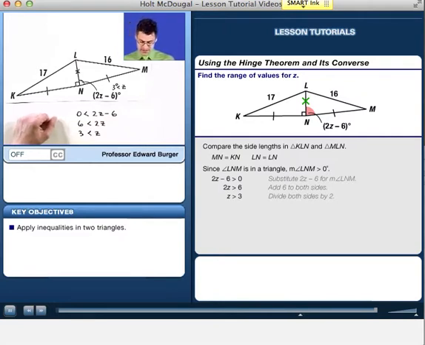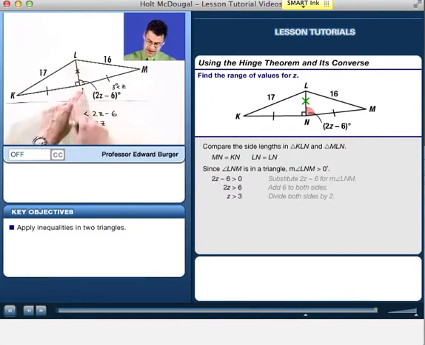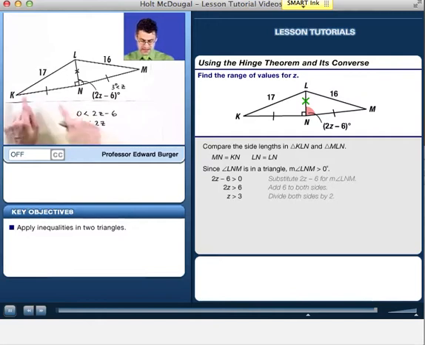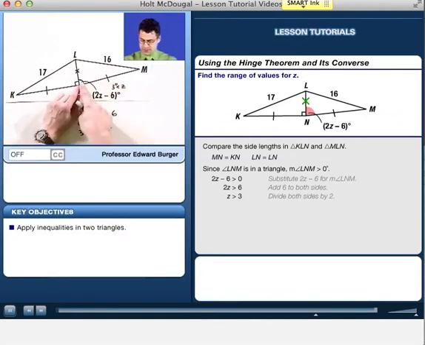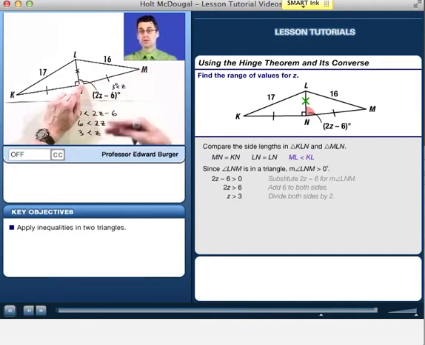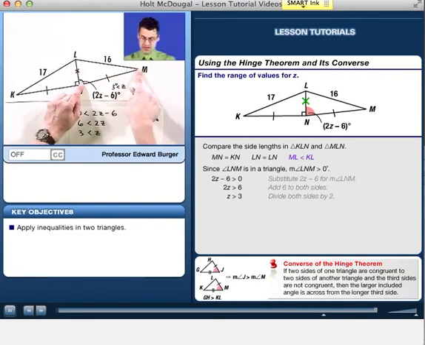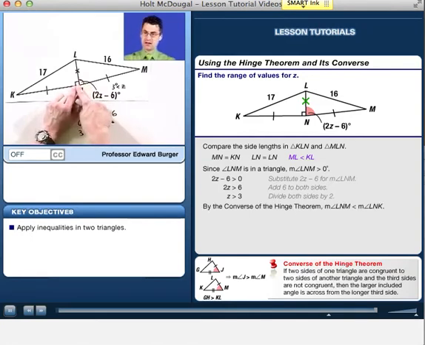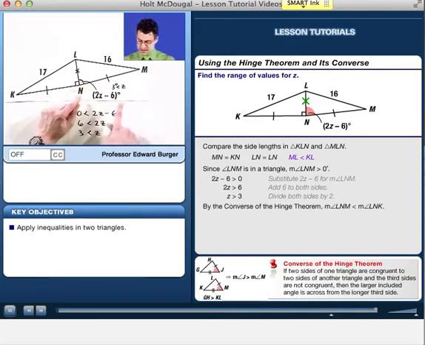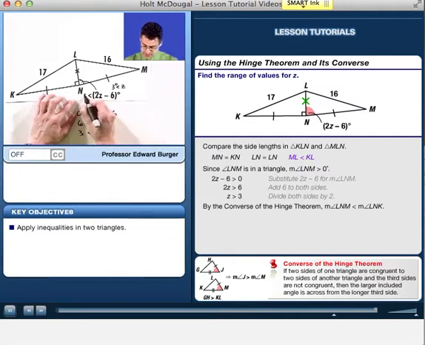Well, let's look at this a little bit closer. I've got this side congruent to this side. I've got this side congruent to itself. And I see that the opposite side to this 90-degree angle, this right angle, is 17, whereas the opposite side to this mysterious angle, 2z minus 6, is going to be 16. So by the converse of the hinge theorem, since this side length is shorter than the corresponding side length here, then we know that this angle has to be smaller than this angle. This angle we see is 90 degrees, so this angle has to be less than 90 degrees. And so I see that this has to be between 0 and 90 degrees.